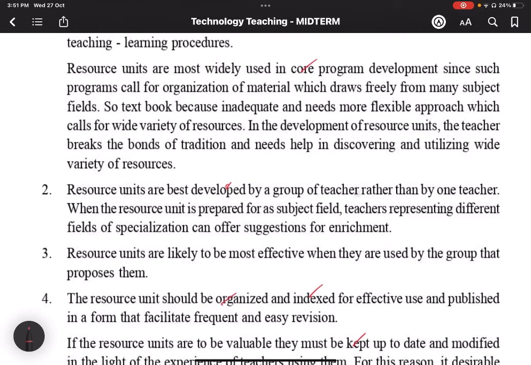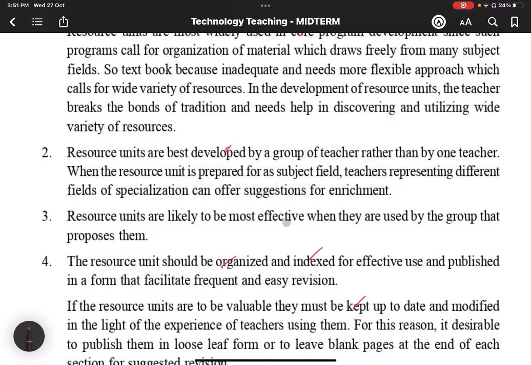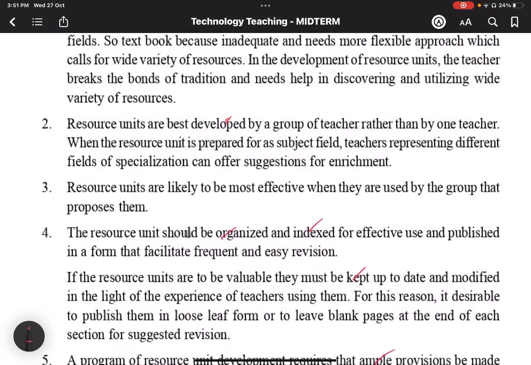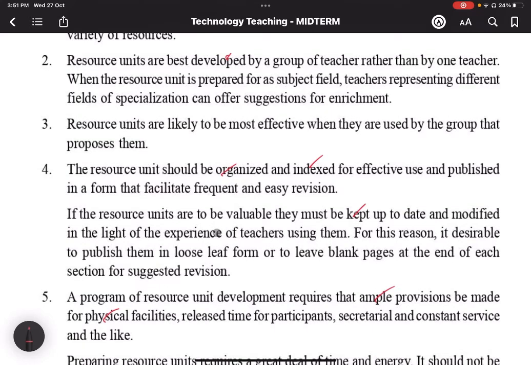Resource units are best developed by a group of teachers. Resource units are likely to be most effective when they are used by the group that proposes them. Resource units should be organized and indexed. Dapat ini-store, dapat iniipon yan. Parang gumagawa ka ng library, no? A library of resource units. It should be kept up to date. Kung meron kang library ng mga resource units, dapat up to date siya.